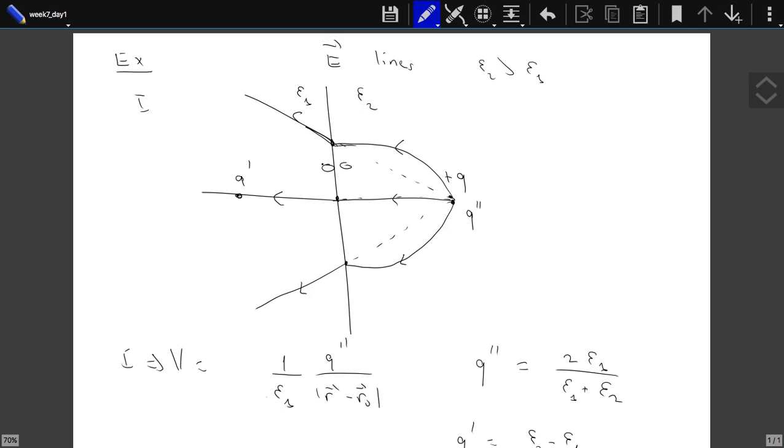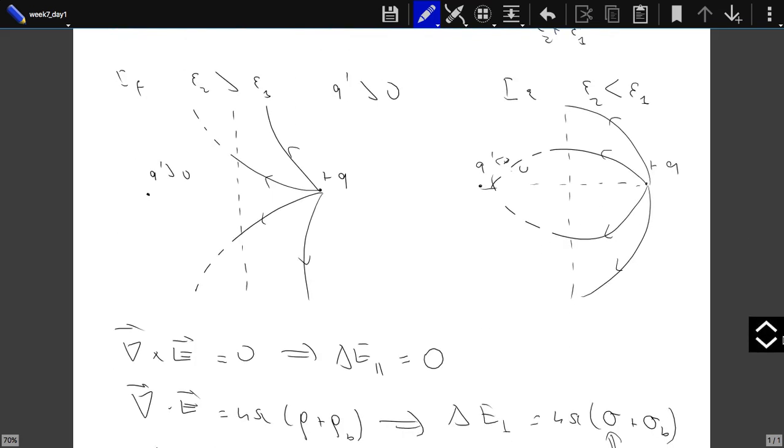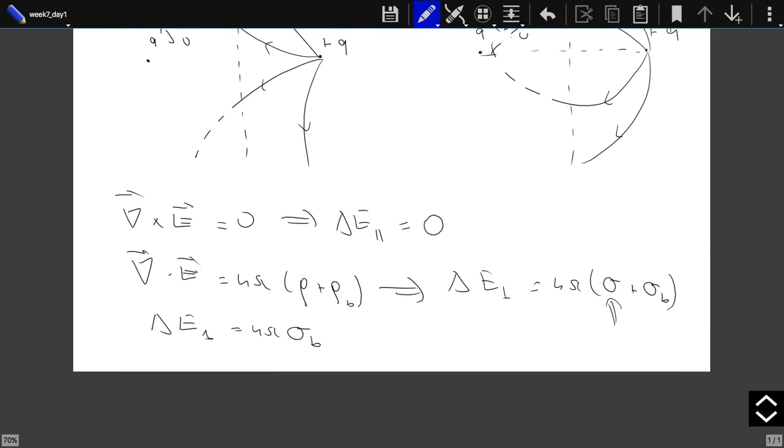Let's see if epsilon 2 is larger than epsilon 1. That tells us that the second region is more polarizable. There will be more dipoles in region 2 than in region 1. At the interface, we have, let's say, these two neighboring dipoles. The dipole in region 2 will have a larger magnitude than the dipole in region 1. So the negative charge of this dipole will be larger than the positive charge of the other dipole in region 1. So the surface charge will be negative.